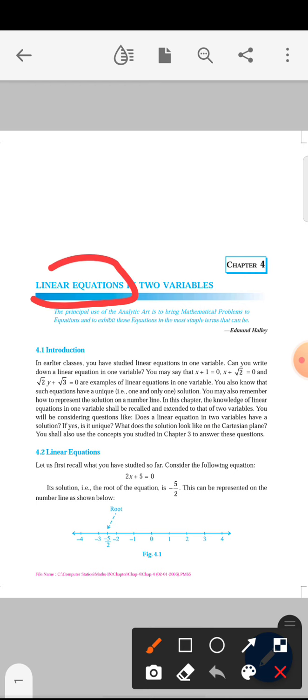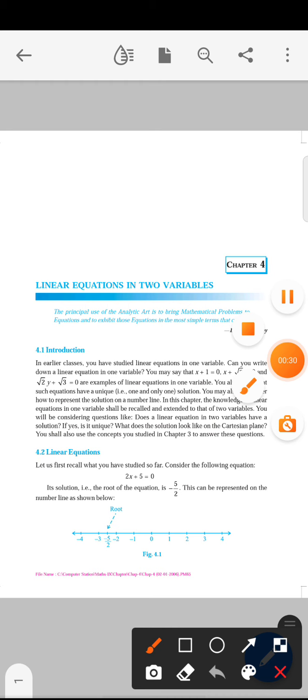Linear equation means if the equation has highest power 1, that means the degree of the equation is 1, then it is said to be a linear equation, which you already learned in previous classes, and you also learned how to find the value of that linear equation. Okay, so here some examples of linear equations are given, which we have to see here.